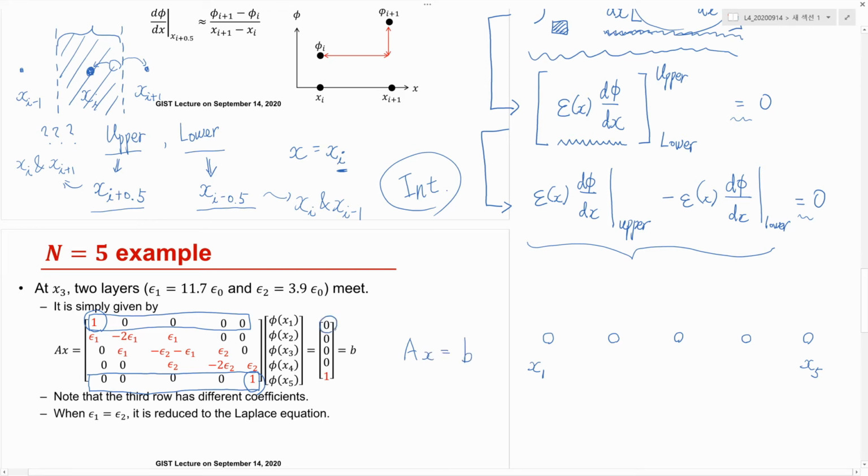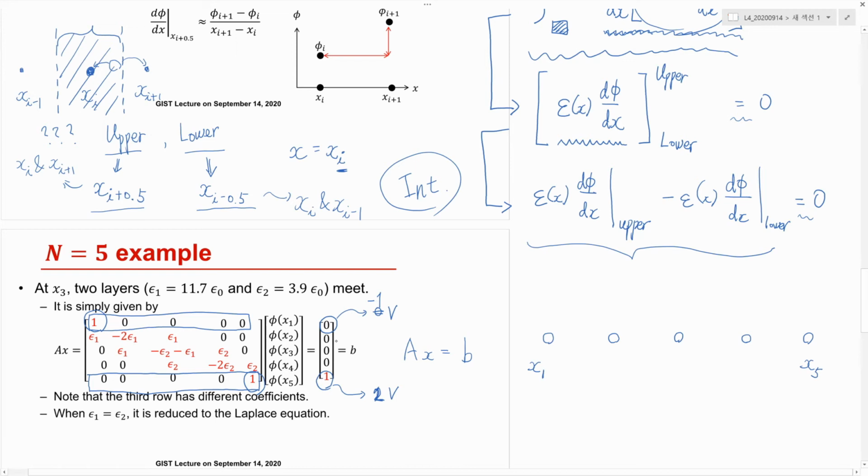Here we have 0. This 0 corresponds to our 0 volt. And here we have 1. This corresponds to the applied voltage of 1 volt. If we apply 2 volt to the right contact, then we will have 2. If we apply minus 1 volt to the left contact, then we will have minus 1. So these two rows can be easily evaluated. There is no difference between the Laplace equation and the Poisson equation in this boundary condition.